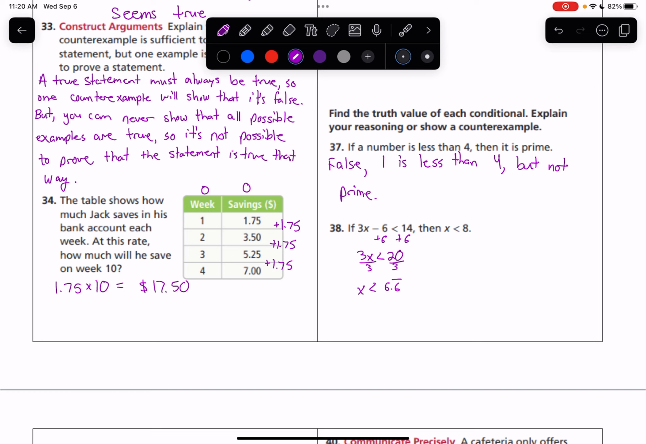So any number less than 6.6 must be less than 8. All right, and that's all we need there.